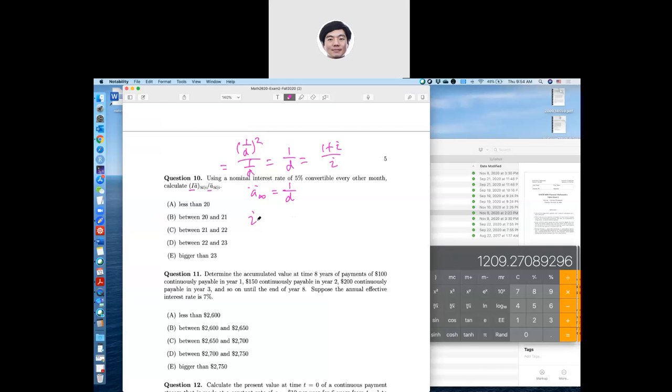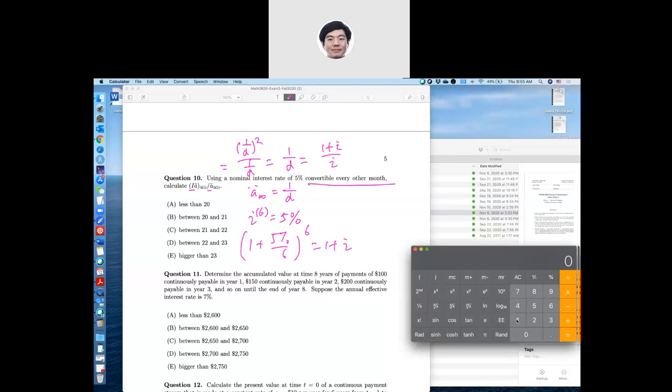I6 is 5%. That's because it's convertible every other month. So it's every 2 months. So there are 6 times a year, right? Which means 1 year has 6 two-month periods. It's a little awkward, but it's easy to figure that out. This is 1 plus I, so let's do it. 1 plus 0.05 divided by 6, raised to the power of 6. That is 1 plus I, and you just need to divide it by I. So divide by 0.0510.